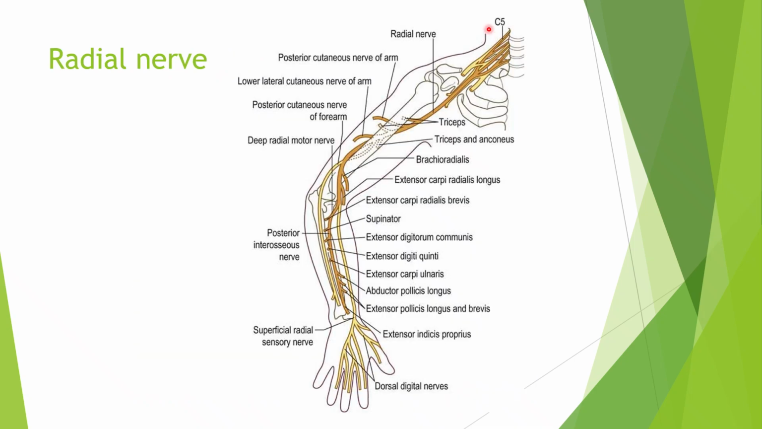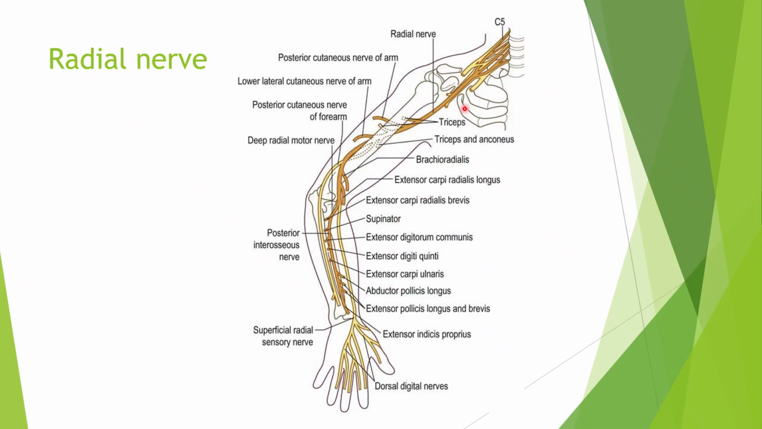The radial nerve is derived from the brachial plexus, as a continuation of the posterior cord. The root values are C5 to T1. It's both sensory and motor in function. It innervates the posterior compartment muscles. It supplies the triceps and all the extensors of the forearm.